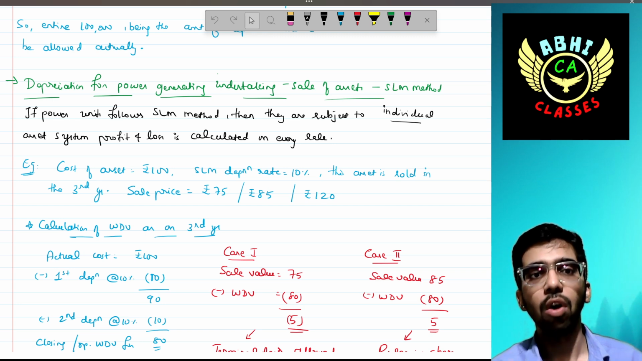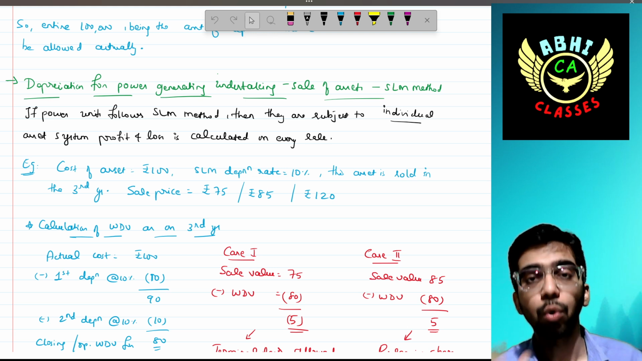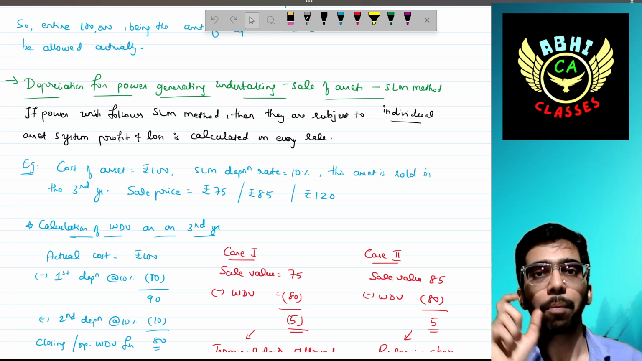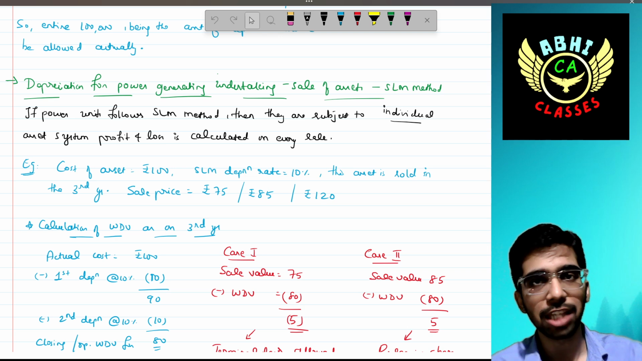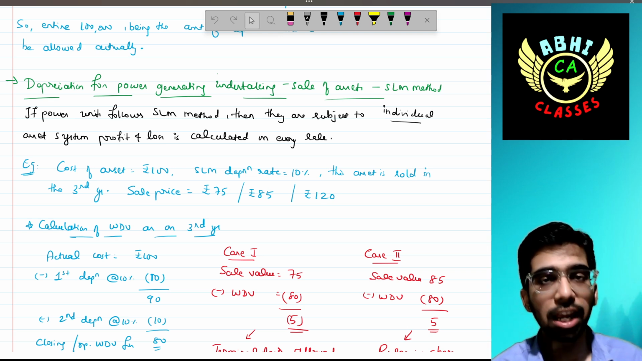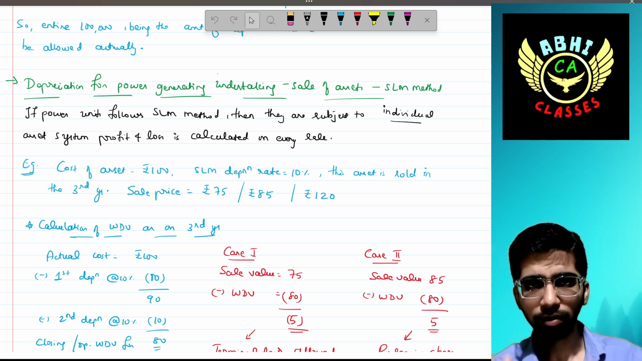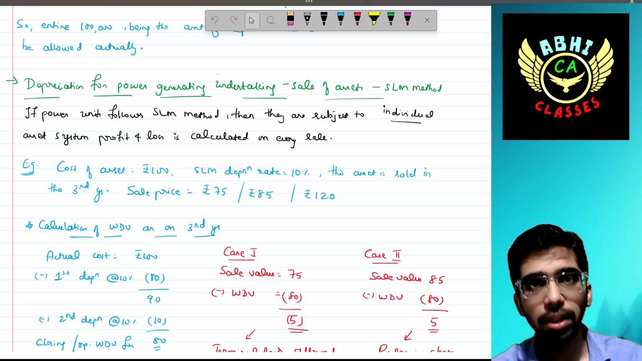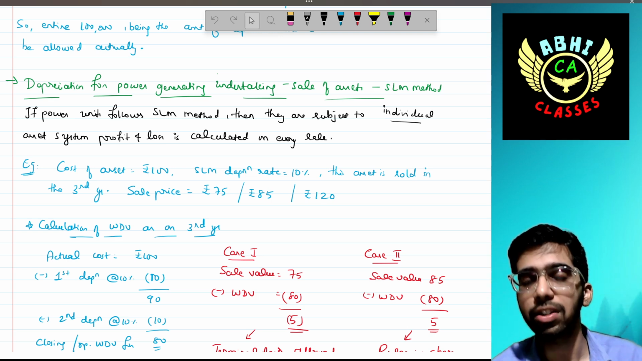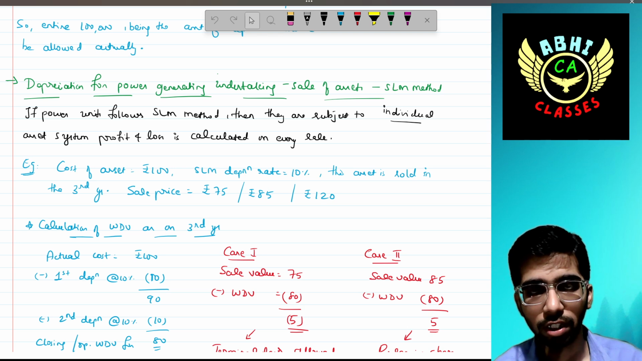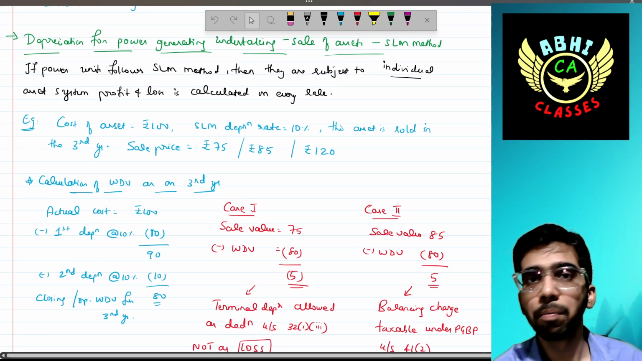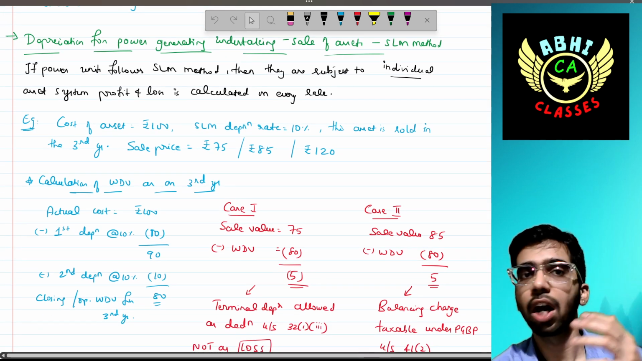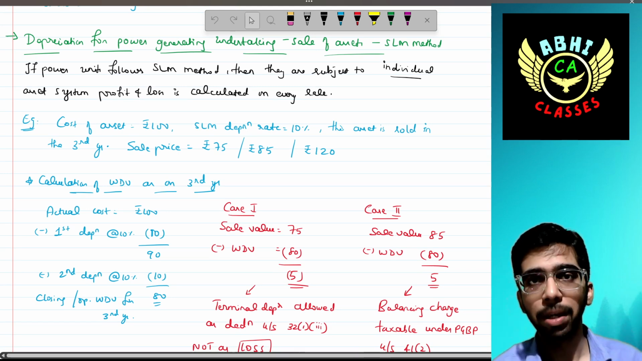If power units follow SLM method, then they are subject to individual asset system, and profit and loss is calculated on every sale. If any of the assets has been sold out, then we have to count the profit and loss on the sale on an individual basis. If you follow the WDV method, then we see profit and loss on the basis of block of assets. But here we have to count every asset. So for better understanding, we have given one of the basic examples.